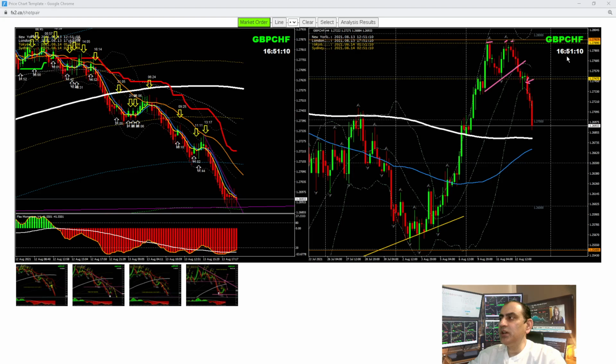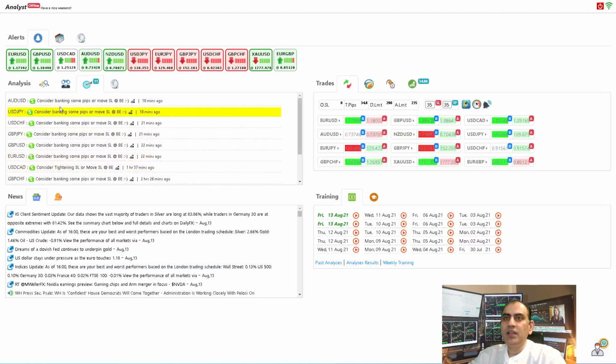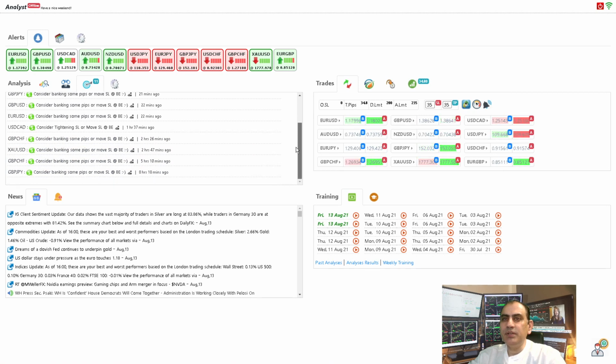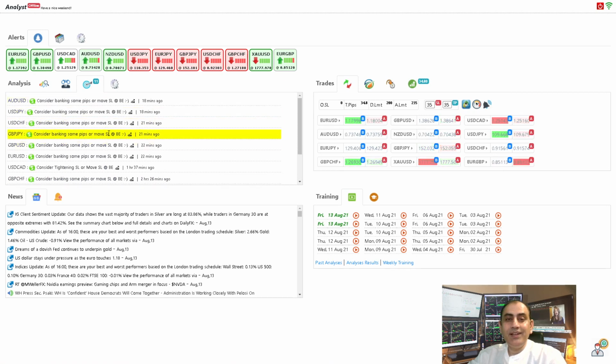So I hope guys you enjoyed all this analysis. You can see here, consider banking some pips, most of them pairs. You can see here we had only few analysis, but most of them perfectly, my traders have enjoyed all this pipping today. All right guys, so I hope you enjoyed this analysis.